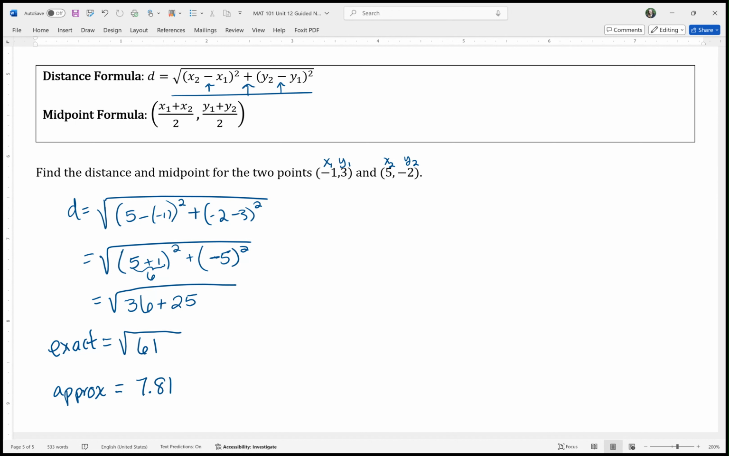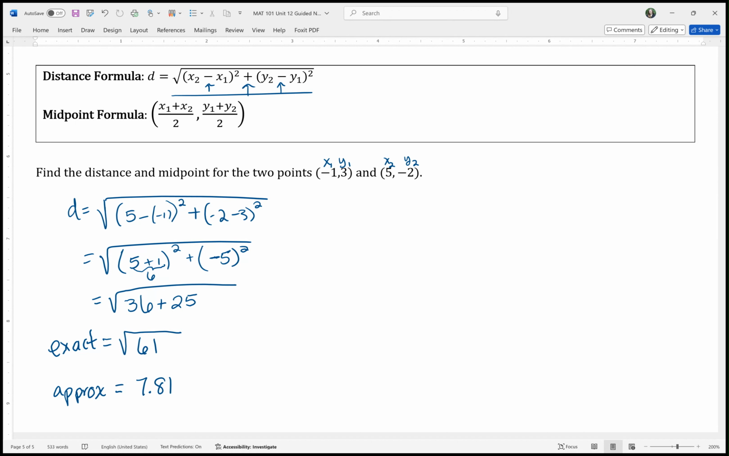Now if it simplifies, let's say you did all that and you got the square root of 100, obviously that's 10, so there's no need to leave the radical on if it completely simplifies and the number underneath is a perfect square. All right, so that's distance. Distance is the distance between 2 points. So we just found out that distance is 7.81 units.